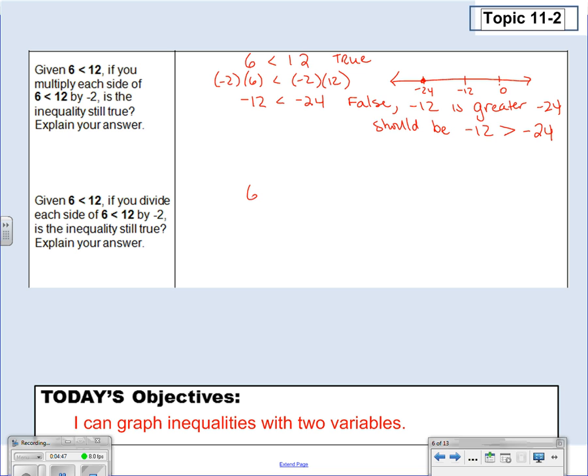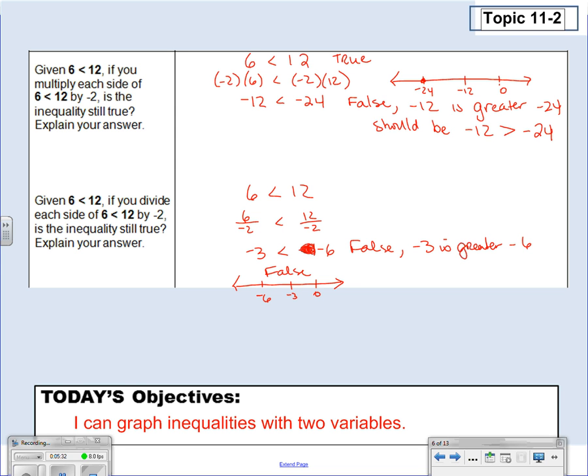So let's try 6 less than 12 again. And now we're going to divide each side by -2. This will give us -3. And again, we have a false statement. Negative 3 is not less than, and that should be a negative 6, because 12 divided by negative 2 is a negative 6. That is false. Again, if I look on the number line, here's my 0, I will get to negative 3 and then negative 6. So this is false because negative 3 is greater than negative 6. So what I should have is, and I'm putting my text talk S/B, negative 3 greater than negative 6.